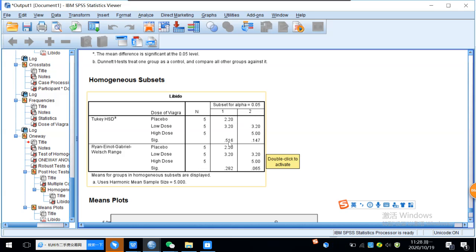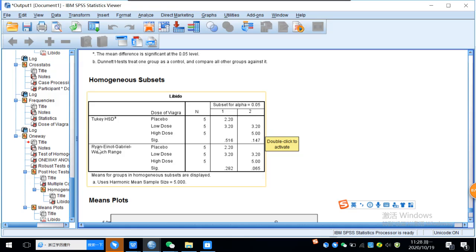It means placebo and low dose, they are all in group 1. And low dose and high dose, they are in group 2. If they are in the same group, it means they have no significant difference, right? Low dose has no significance with placebo. Low dose has no significance with high dose, but placebo and high dose are significantly different because they are in 2 groups.